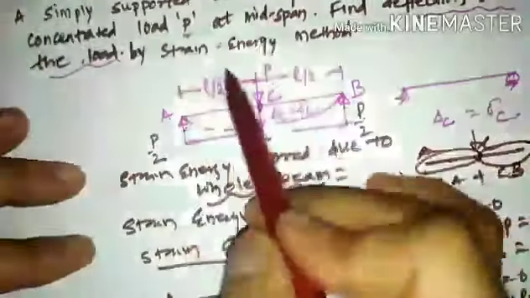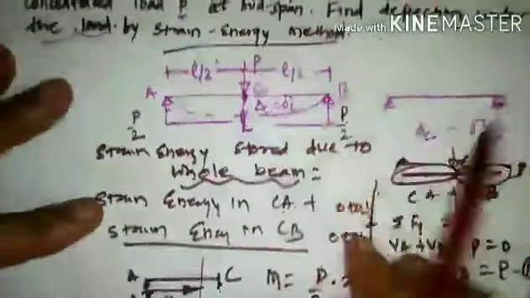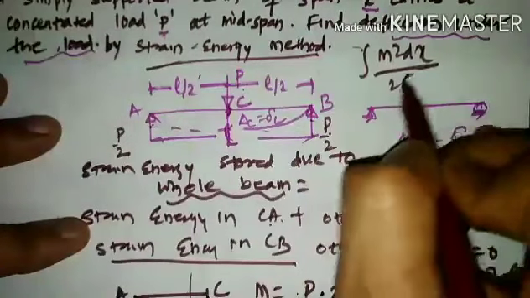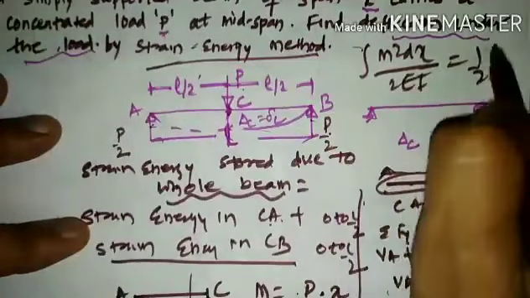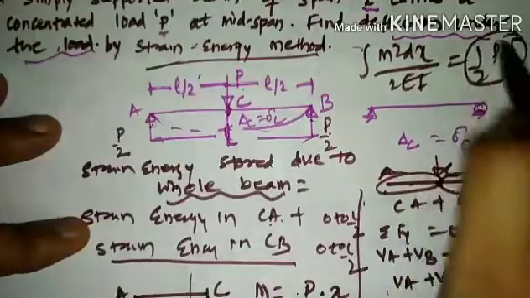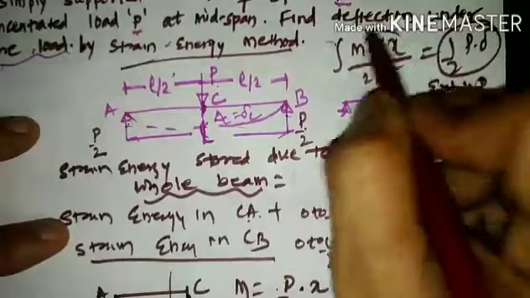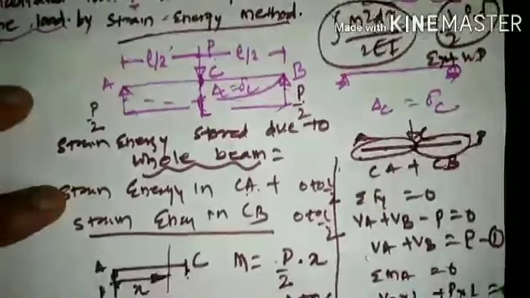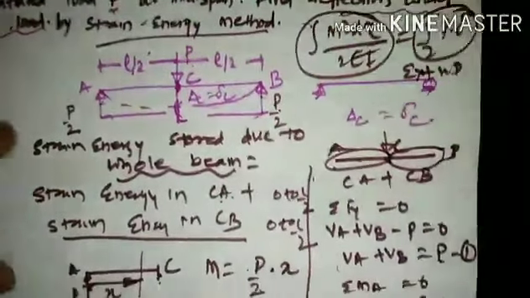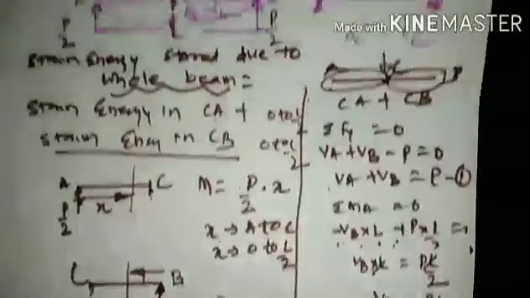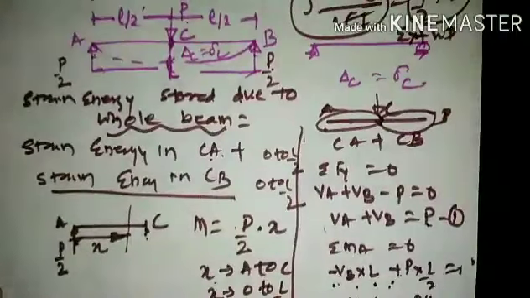So this is how, what the statement says is, we are supposed to find out deflection under the load by strain energy method. What strain energy method says is, integration m square dx divided by 2EI is equal to half P into delta. Half P into delta is external work done, and strain energy stored in the member is integration m square dx divided by 2EI. So this is how we are supposed to find out deflection by strain energy method.